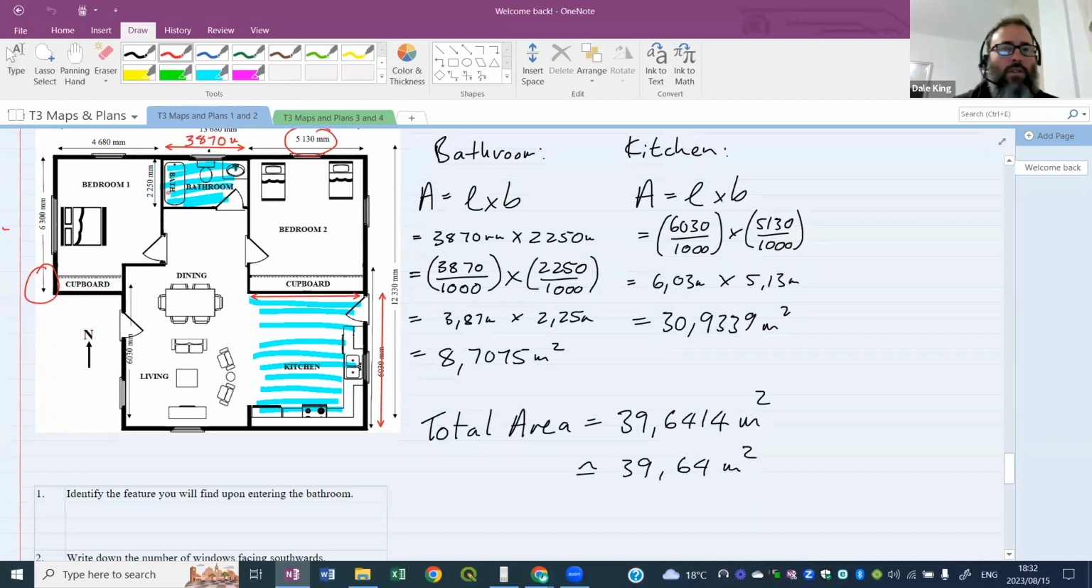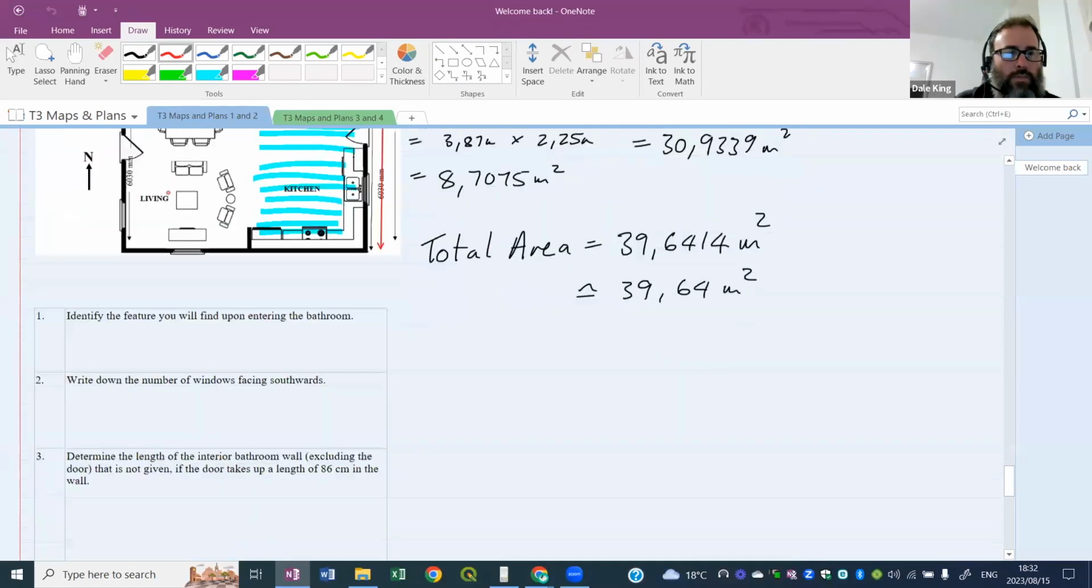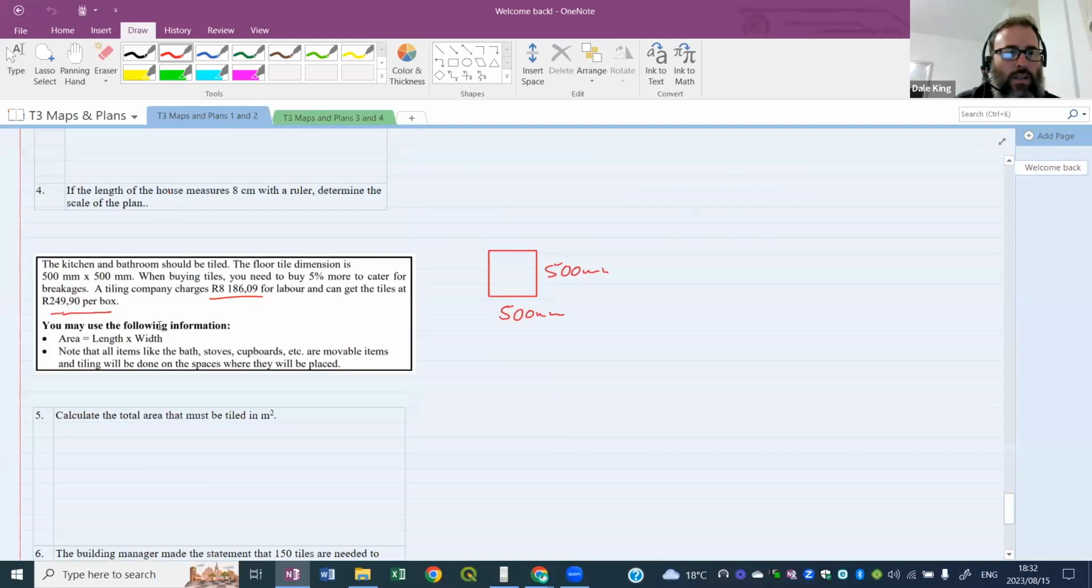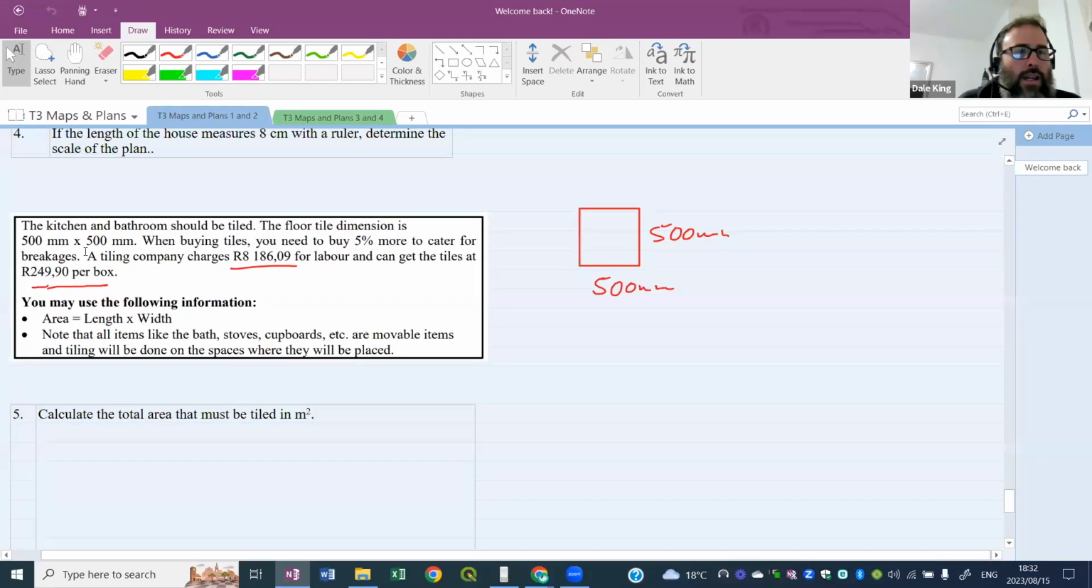We had to work that out. We filled it in. Then they asked us, in question 5, to calculate the total area that must be tiled. And we look at the contextual question. I'll zoom in here a little bit. It said the kitchen and the bathroom must be tiled. The floor tile dimension is 500 millimeters by 500 millimeters.